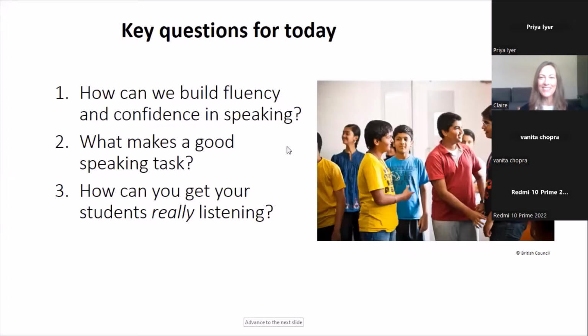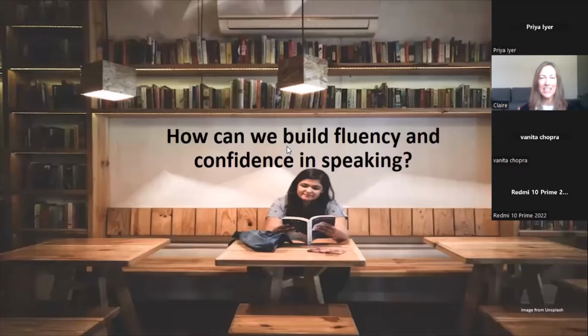And let's get started. So first of all, let's think about fluency and confidence. We want our learners to feel more confident to speak, don't we? Not only in class, but also outside of class, and for them to be using English more in their everyday lives. If not now, then certainly in the future. So I have a question for you. First of all, get ready, and I'm going to ask you to type your answer either into the comments on Facebook, or if you're with us on Zoom, please type it in the chat. And please keep yourself muted.